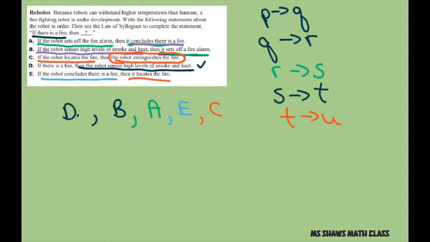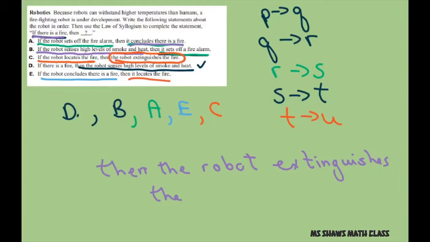So using our syllogism, we're using if there's a fire, then the robot extinguishes the fire. Basically what you're doing is you start with this first hypothesis, which was our D, and then you just interchange these. So these should match up. And that's how we put it in order.